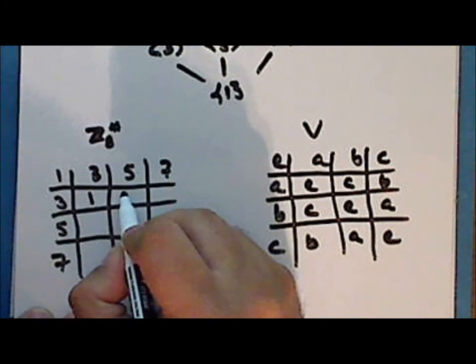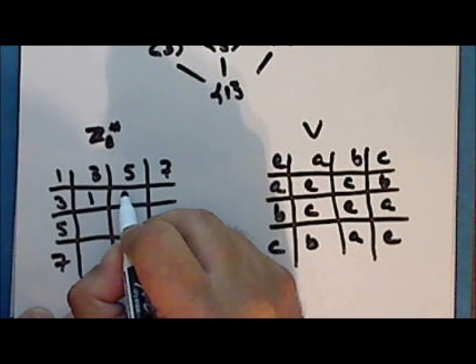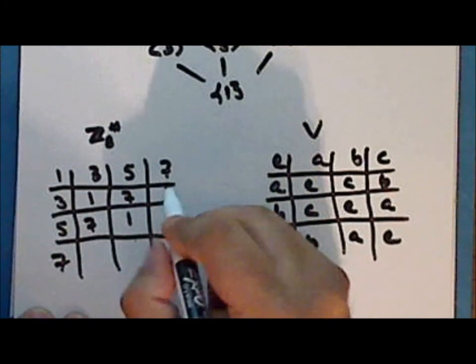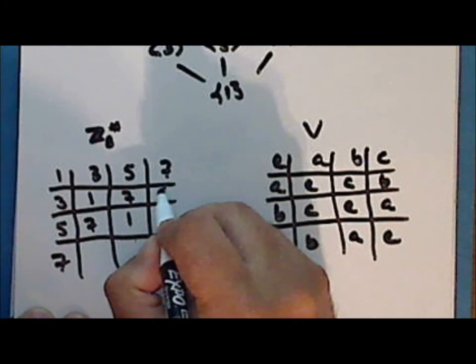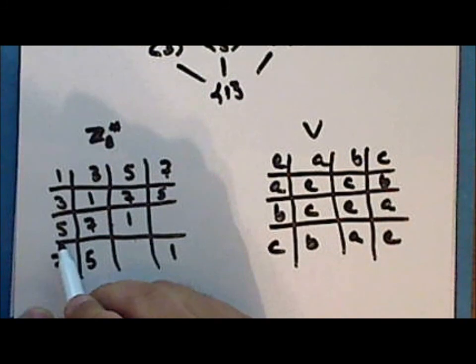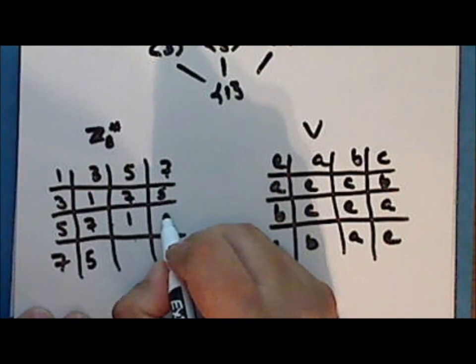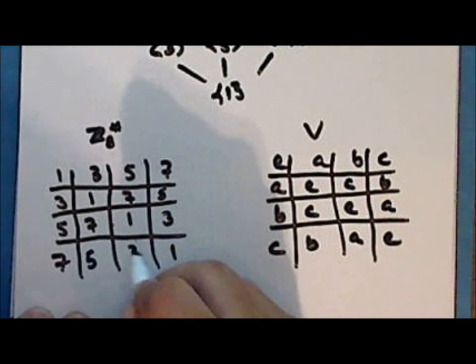3 times 5 is the same as 5 times 3, which is 15, which modulo 8 is 7. 3 times 7 is 21, which modulo 8 is 5, and this is the same as 7 times 3. 5 times 7 is 35, which modulo 8 is 3, and this is the same as 7 times 5.